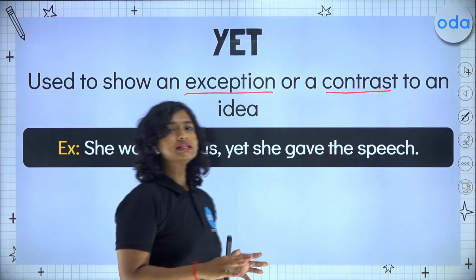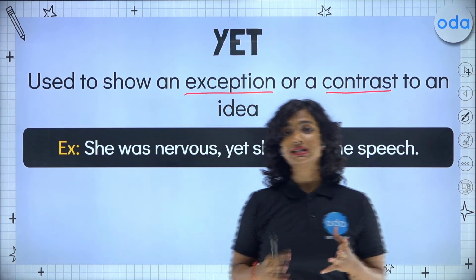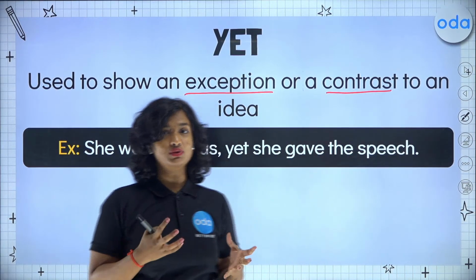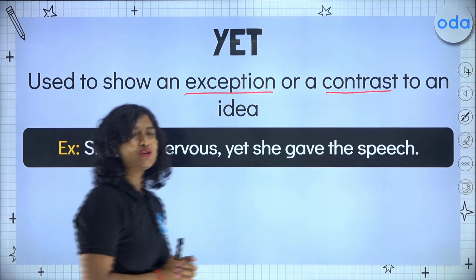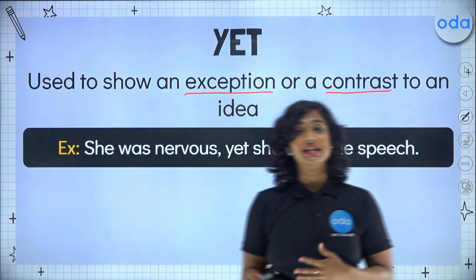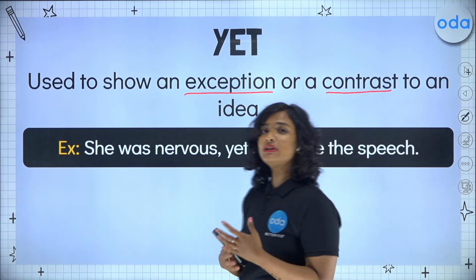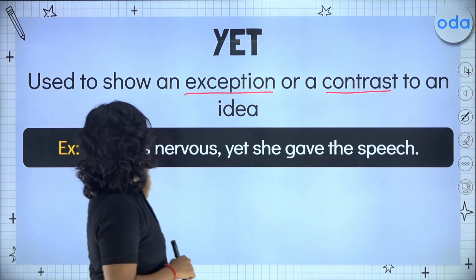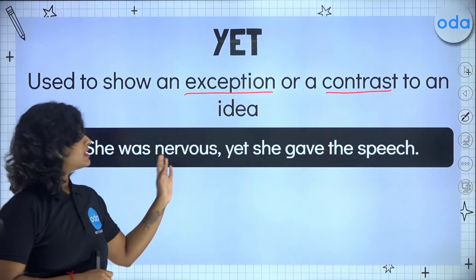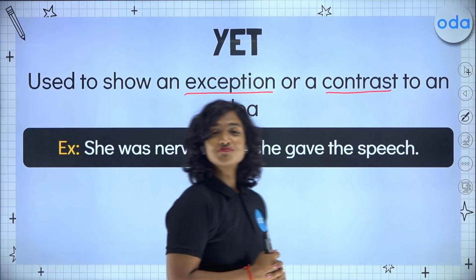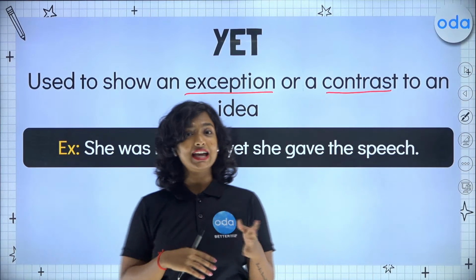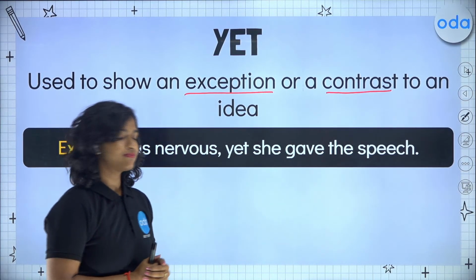Now, you might be wondering what is the difference between but and yet. These are for the most part interchangeably used, but whenever we use yet in spoken English anyway, there is usually a positive connotation to the same. For example, she was nervous, yet she gave the speech. So you see the positive connotation here. She was nervous, yet she gave the speech.